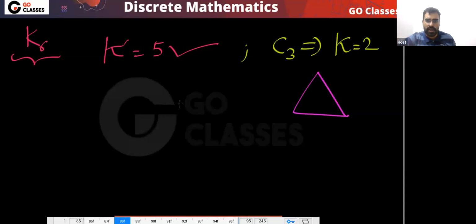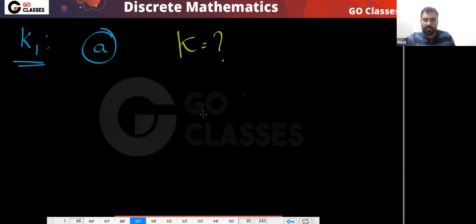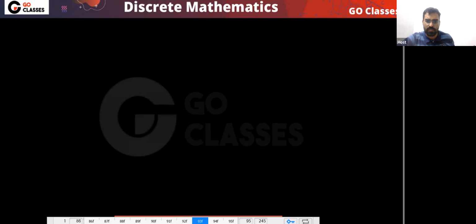Okay, so now there is an interesting thing. Please tell me, for this graph, what is the kappa? K1. This is not a disconnected graph. What do you think? What is the kappa? Already a single vertex is there. Yes, very good, 0. For a single vertex, kappa is defined as 0.